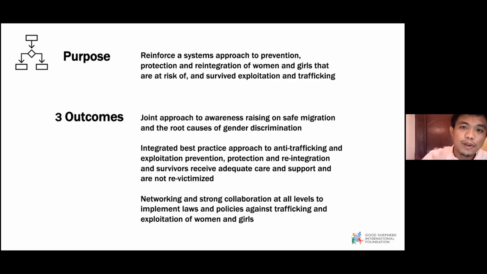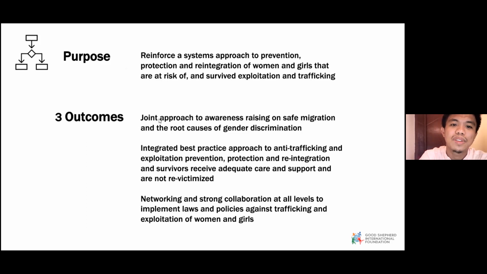But again, if you look closely at the difference between the purpose or the goal and the outcomes or the objectives. The purpose is to reinforce a system approach to prevention, protection, and reintegration of women and girls that are at risk of and survived exploitation and trafficking. So if the purpose is this very high level, it can be supported by separate outcomes that would lead logically to the achievement of the purpose. So like here, we have identified 3 example outcomes.